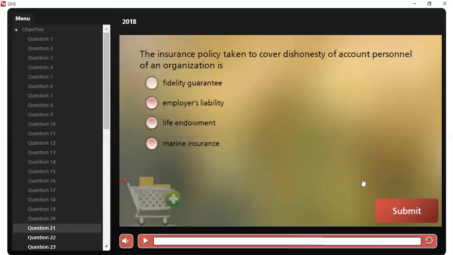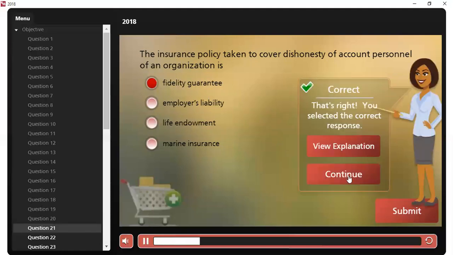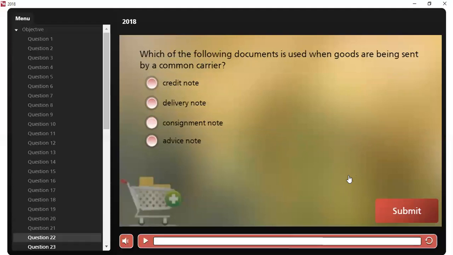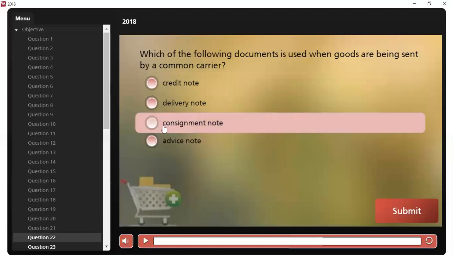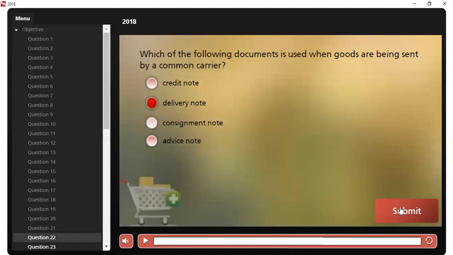Question 21. The insurance policy taken to cover dishonesty of account personnel of an organization is fidelity guarantee. It is not employer's liability, neither is it life, endowment, or marine insurance. So the right answer is fidelity guarantee. Which of the following documents is used when goods are being sent by a common carrier? Is it credit note, delivery note, consignment note, or advice note? Oh, so which one of them do you think is the right answer? The right answer has to be delivery note, B.